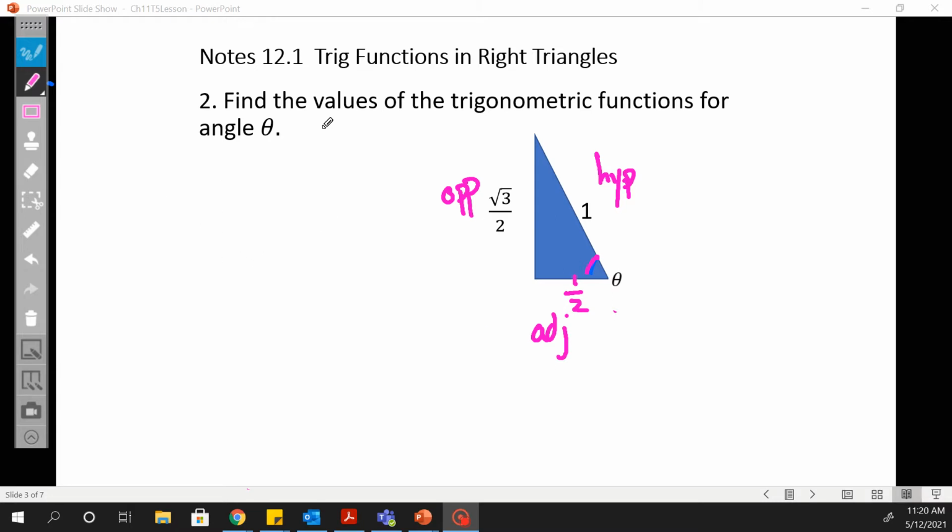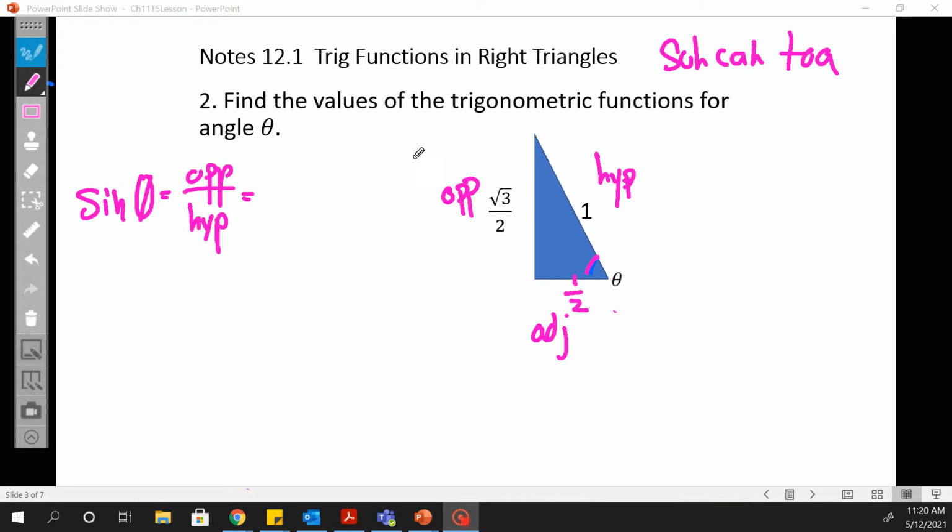Now we can find the values of the trigonometric function. We'll start with sine theta. Remember SOH-CAH-TOA, sine theta is opposite over hypotenuse. So the opposite side, square root 3 over 2, and the hypotenuse is 1, so that would be over 1, or divided by 1, which isn't going to change it, so it's going to stay the same, square root of 3 over 2. Cosine theta is adjacent over hypotenuse. So the adjacent side is 1/2, and that's over 1, so it's just going to stay 1/2.